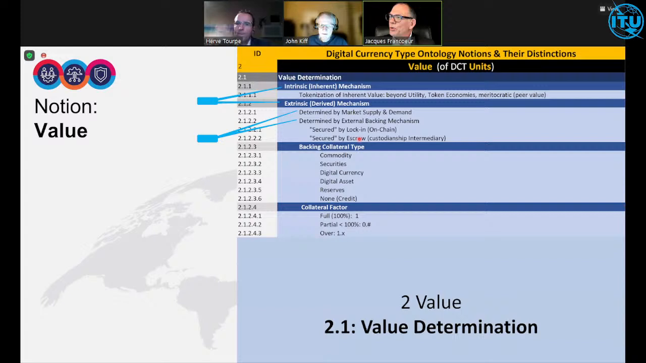One other key observation. I think what we're discovering here is that, as we said at the beginning, this is a work in progress. And so maybe CBDC needs another element here, because it's maybe backed by non-credit. It's backed by the credit of the central bank. So maybe that's where CBDC fits. It's not locked in on chain or escrow. It simply is.